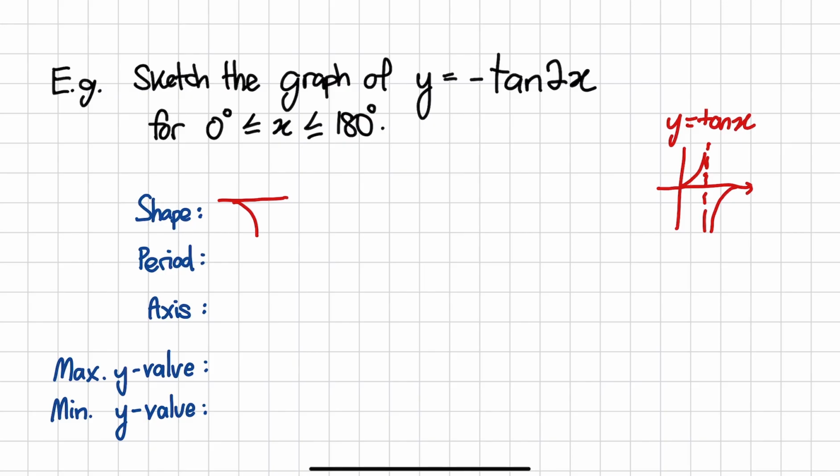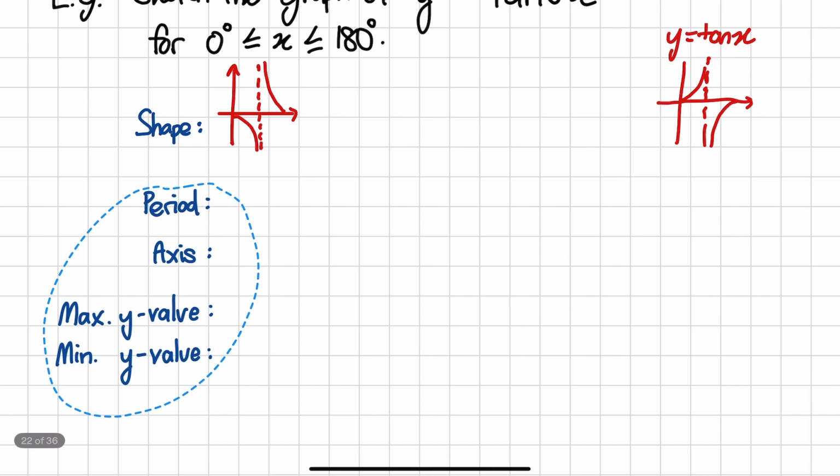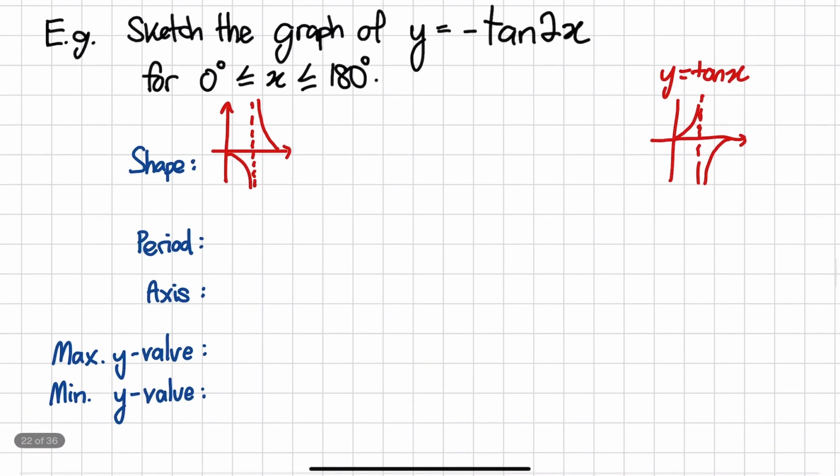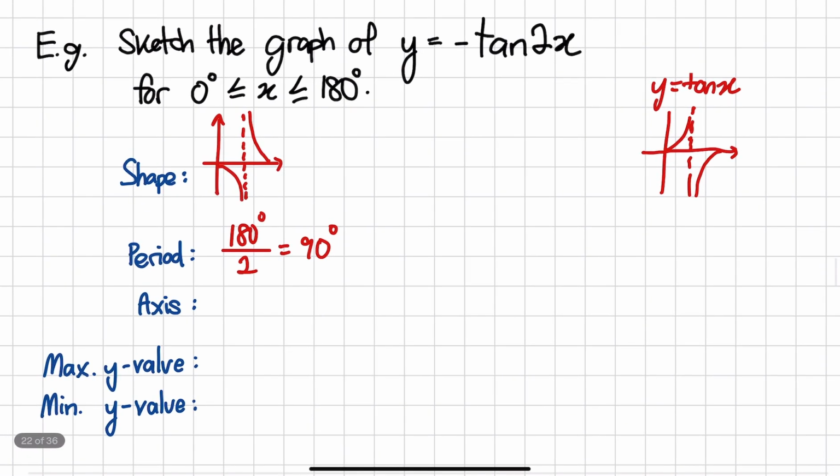Okay, maybe I can draw the axis to help me visualize better. Asymptote will look like this. Next step, period. How to find the period of a tangent graph? You still remember? It is 180 degrees divided by b. In this case, my b is 2. So this is 90 degrees. Okay, axis, there is no number.